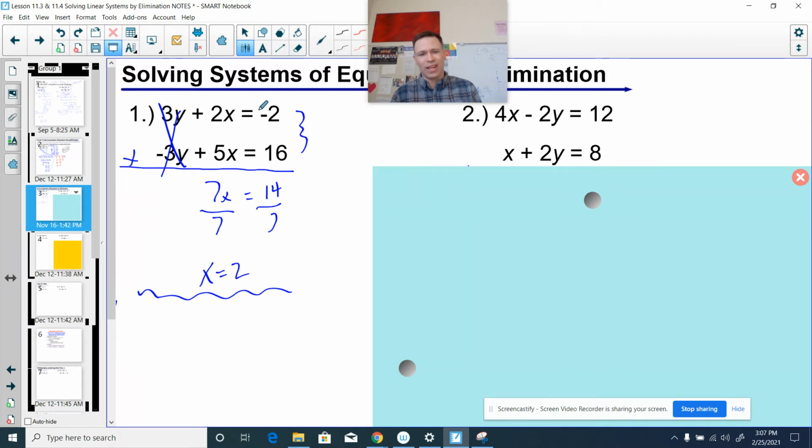So in my eyes, I think the top equation is easier just because my y value isn't negative. So I'll use the top equation. So I have 3y plus 2, and now instead of x, I'm substituting in the 2, equals negative 2. This will give me 4, so I'll have 3y plus 4 equals negative 2.